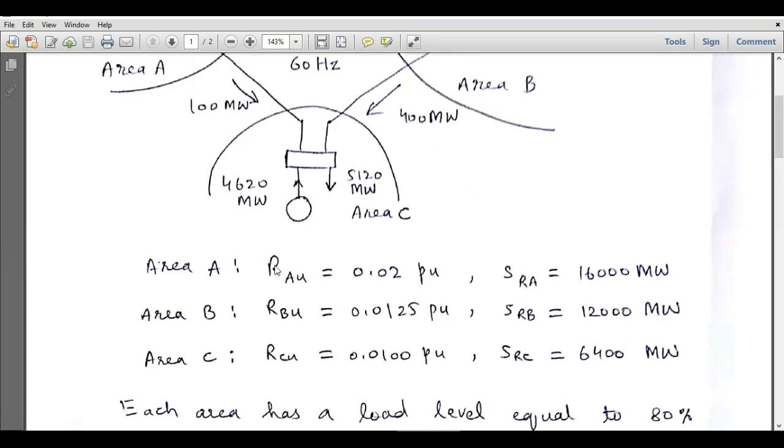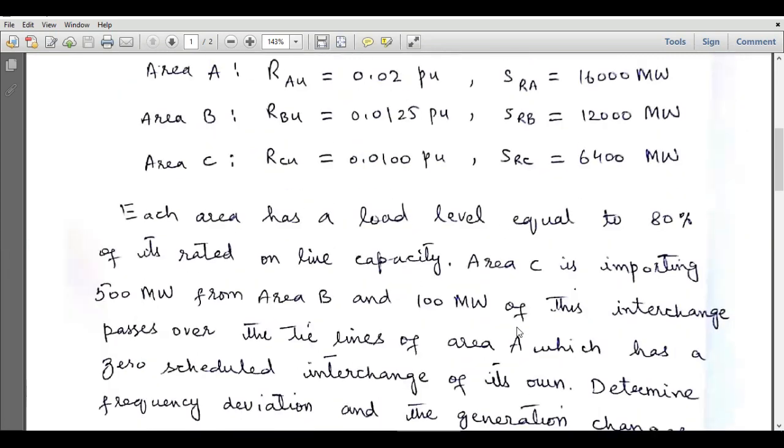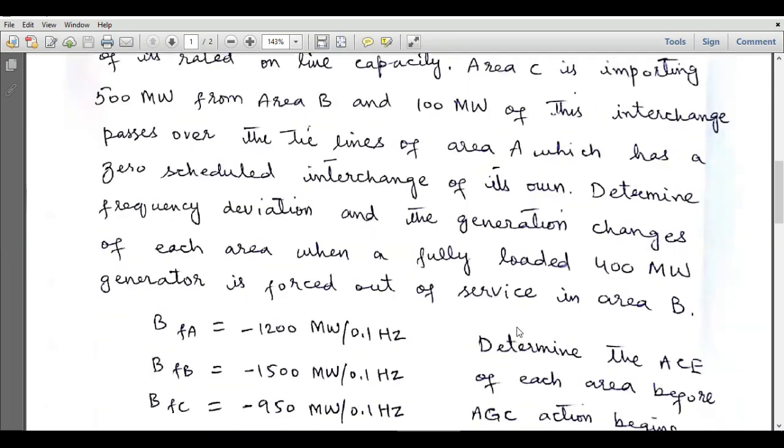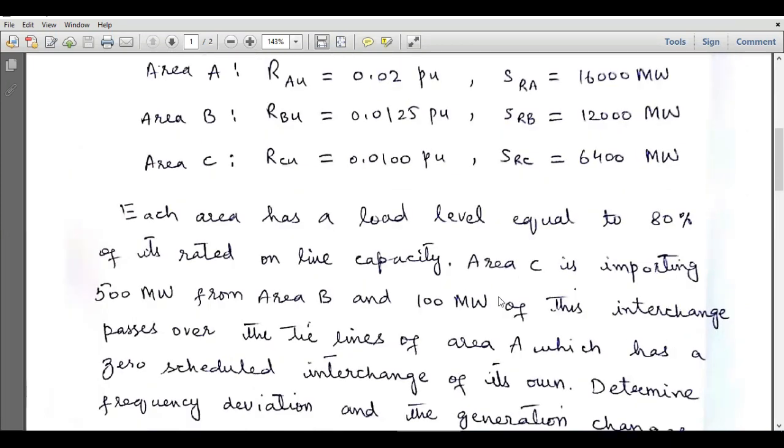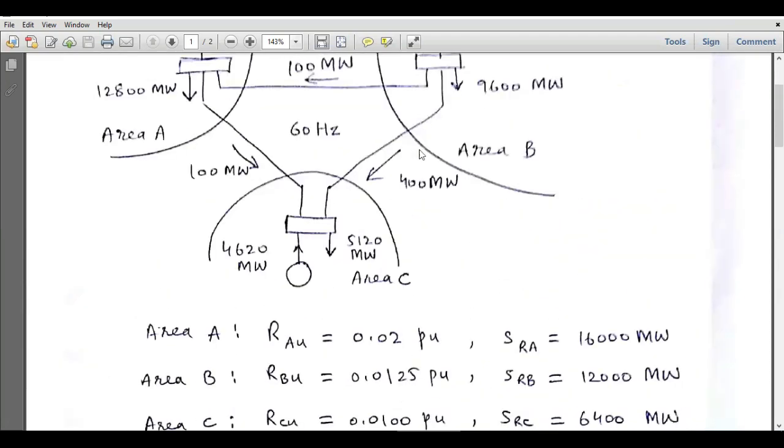So we are also given the rated values of the base, right? Base kVA and the rated value of the droop curve, and RAU is equal to 0.02 per unit, RBU is equal to 0.0125 per unit, and this is the slope of the droop curve in per units, and RCU is equal to 0.01 per unit. So these values are given to us, and we can easily calculate the deviation in the system frequency as a result of the load changes or the generation changes.